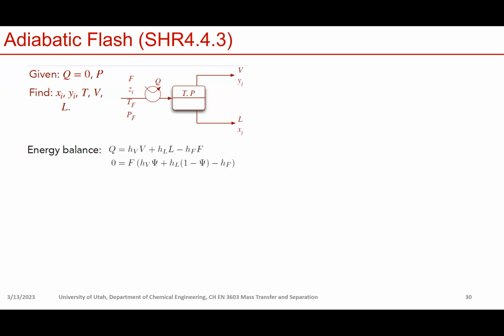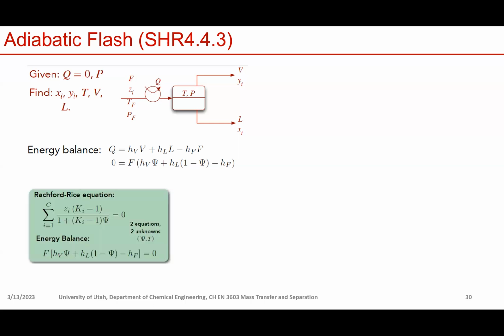Because the duty on the heat exchanger is 0, that reminds us of the energy balance on the heat exchanger, right? Which is basically Q right now is 0. And then if you just substitute V by F multiplied by psi, L by F multiplied by 1 minus psi, you can reduce this equation to this form, right? Now this form is a function of psi and the temperature, because enthalpies are functions of temperature.